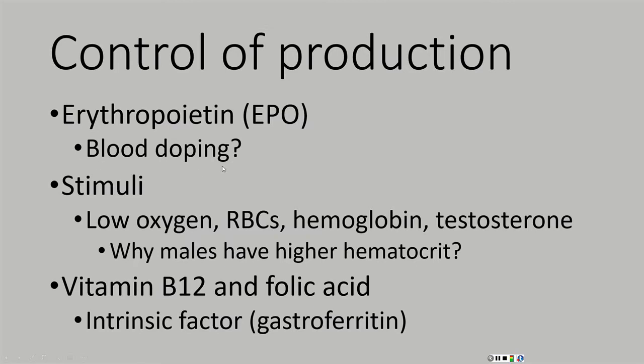So, erythropoietin is what stimulates erythropoiesis, causing more red blood cells. What are the stimuli? Why would we need to make more red blood cells? Well, something like low oxygen. If you have low oxygen in your blood, we want to make more red blood cells so that we can carry more oxygen. Low red blood cell count. If you don't have enough red blood cells, then you're not going to be carrying enough oxygen. And again, that will stimulate erythropoietin.